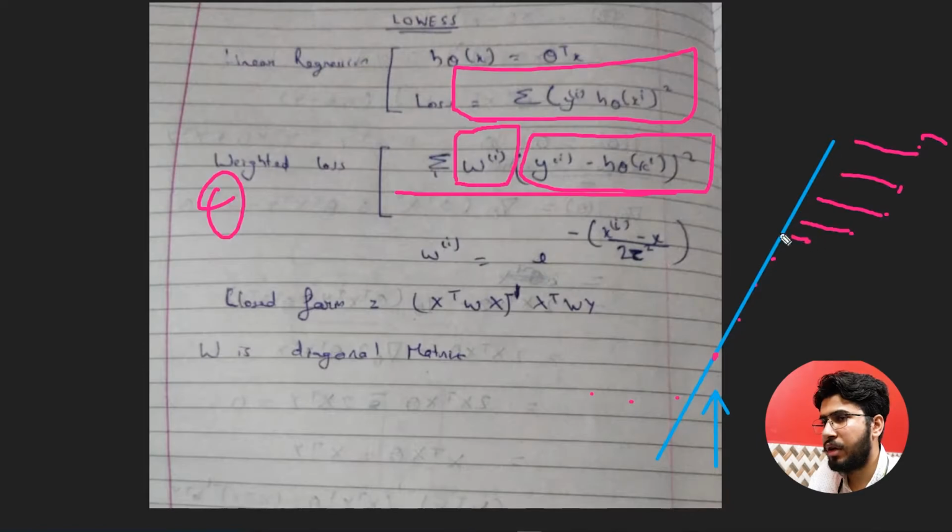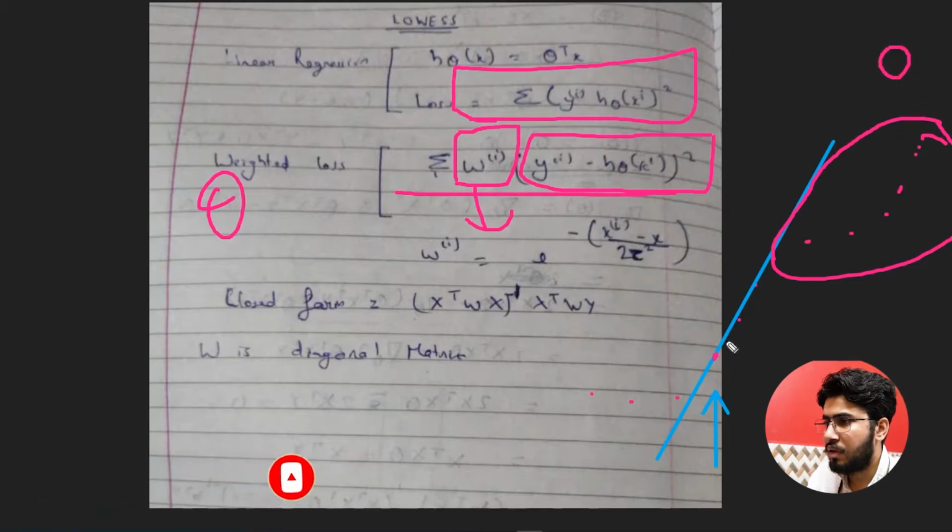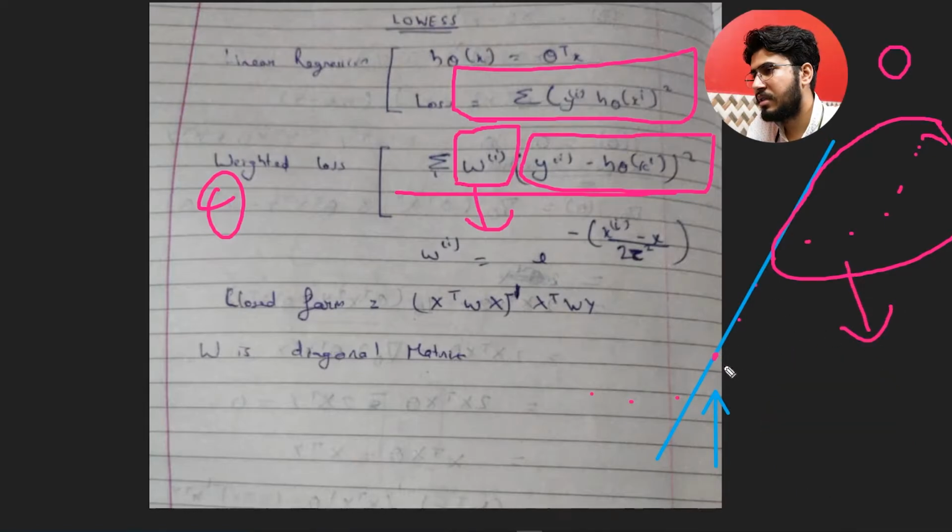So what we are going to do is multiply that loss with some value. This value is going to be closer to 0 if these points are away from our test points. The farther these points are, the closer it is going to be to 0, and if they are closer to our test point, then this wi is going to be 1.